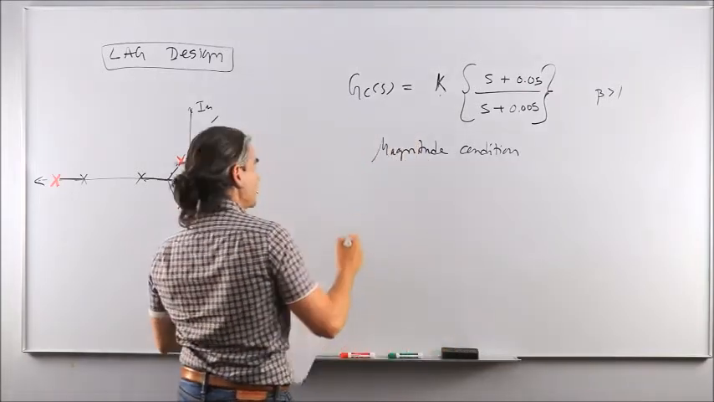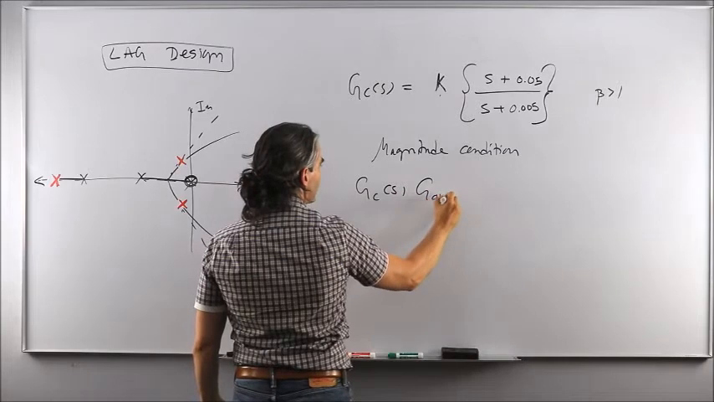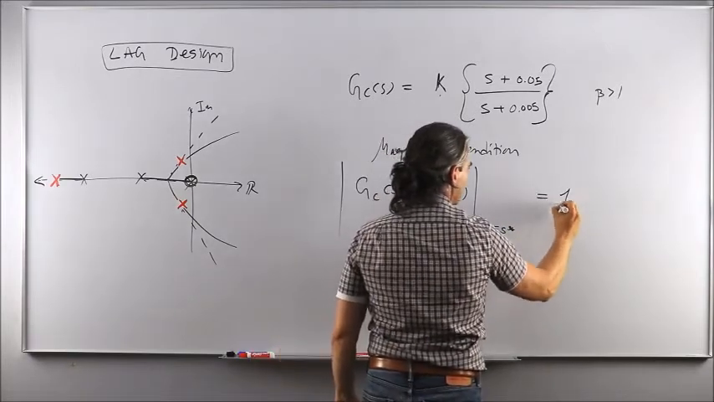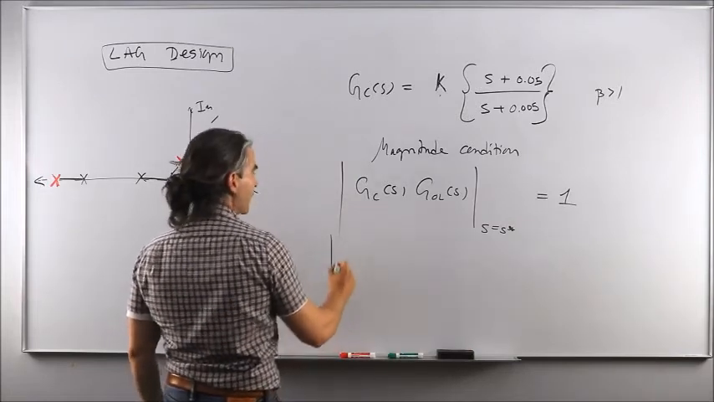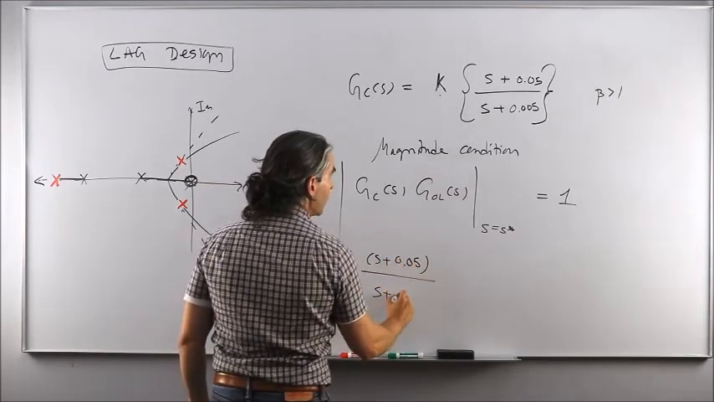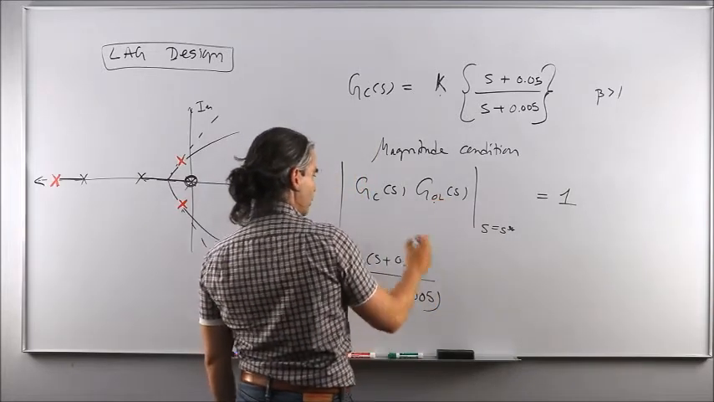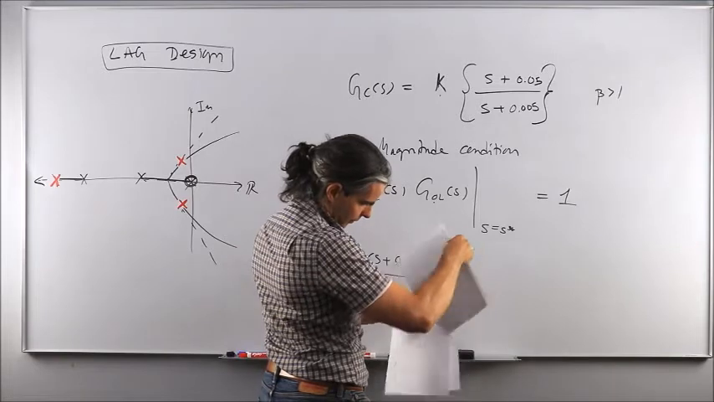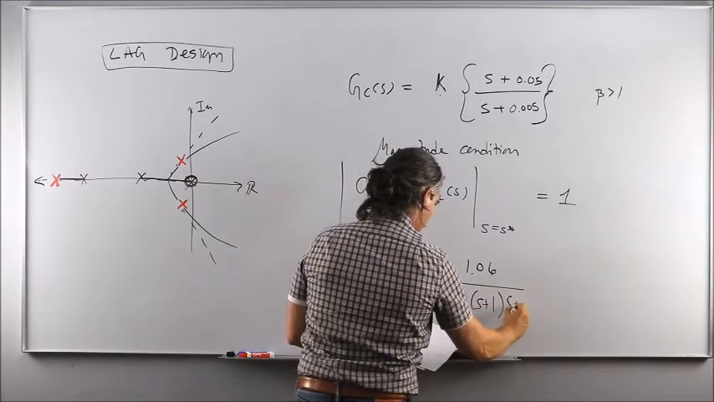okay? So same as before, I'm gonna take the norm of our new open loop transfer function, which will be composed of G_PC times the former open loop transfer function, and evaluate the norm at S equals S star, and ensuring that everything ends up at one. This is the magnitude condition that we did. If you do the same thing as before, you're gonna say, okay, I've got K times S plus 0.05 over S plus 0.005. This is my compensator transfer function that multiplies the original open loop transfer function, which was, go back here, which was my 1.06 over S, that multiplies S plus 1 and S plus 2.